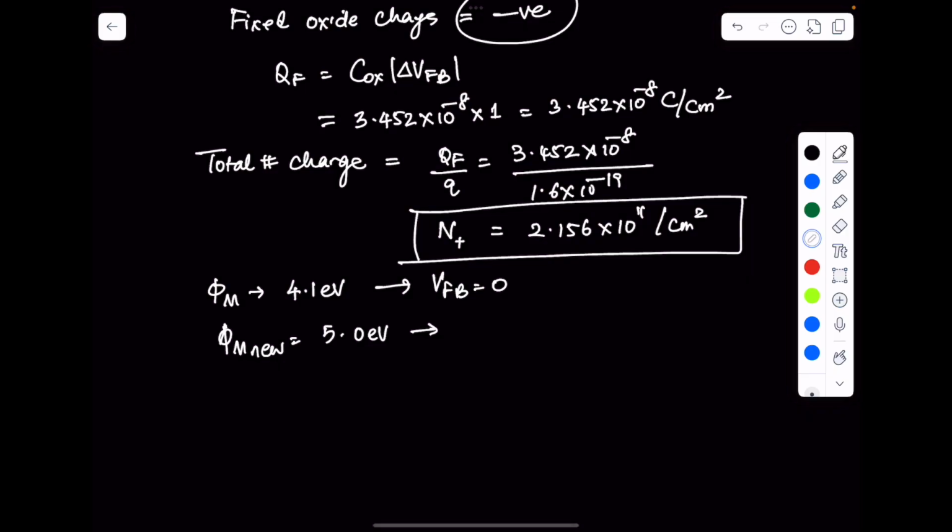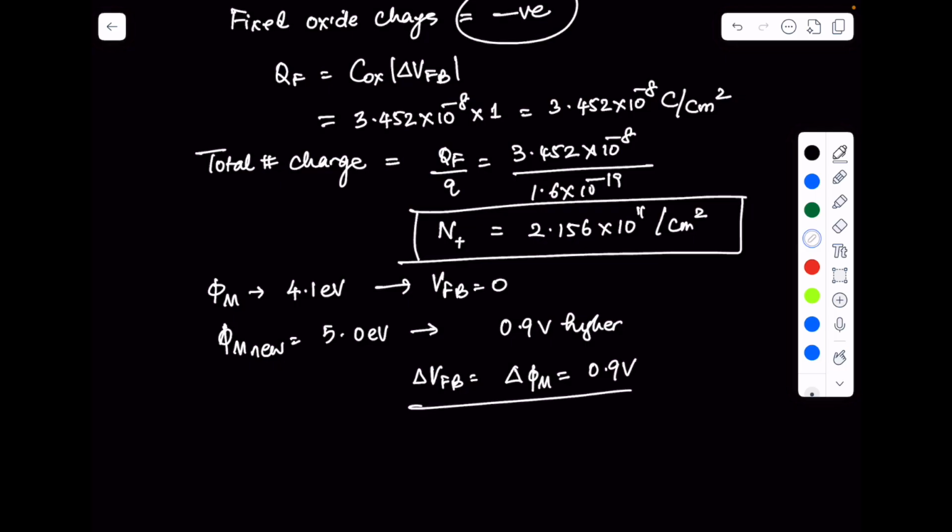The new work function is 0.9 volts higher, and therefore your delta VFB is just your delta phi m, which becomes 0.9 volts. So the curve again shifts towards the positive axis and gives a higher Vt by 0.9 volts. Again, understanding the CV curve becomes critical. Once you understand the CV, then you can start extracting numbers from it.